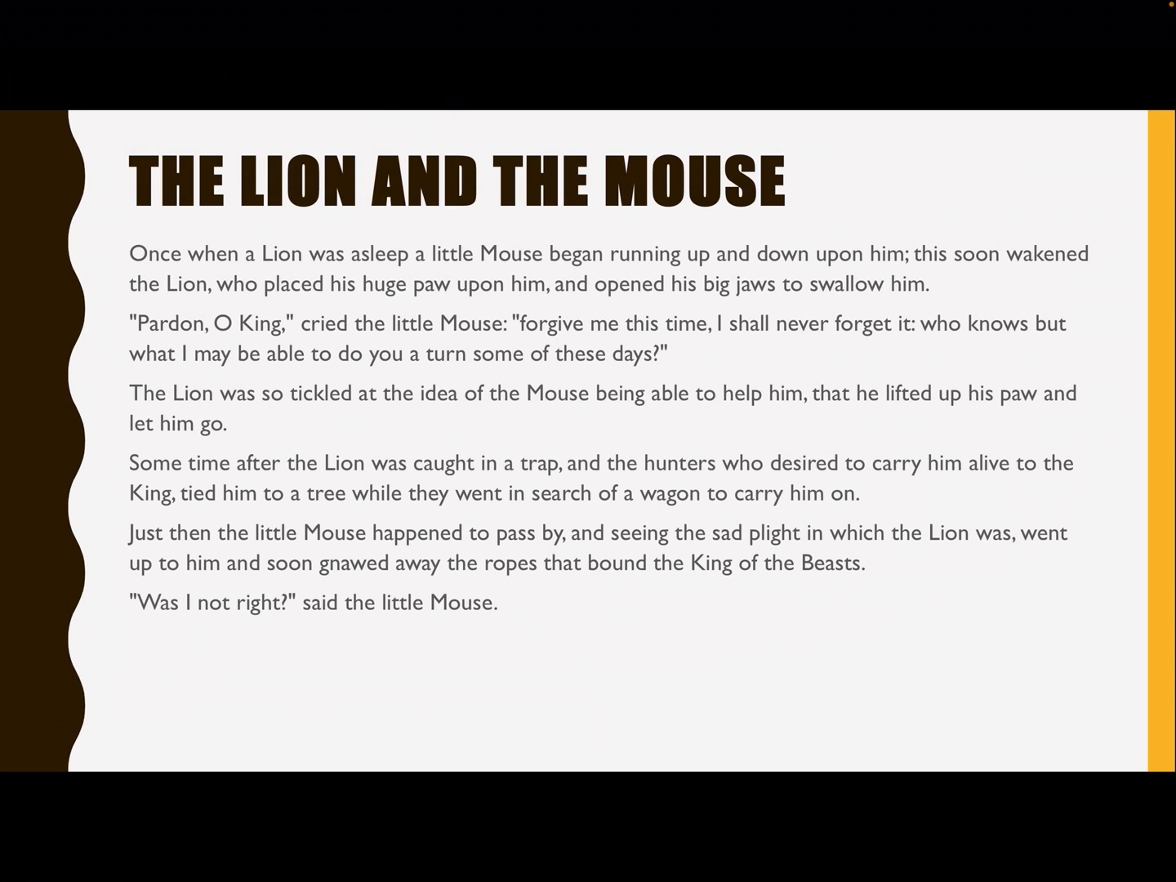And then some time later, the lion's caught in a trap, he's tied up to a tree, and off the hunters go. And then the mouse appears, sees the lion, and this is somewhere he can help because he can eat away through the ropes, because mice have got good gnawing teeth being rodents, something the lion couldn't do. And so he helps the lion and he lets him free.